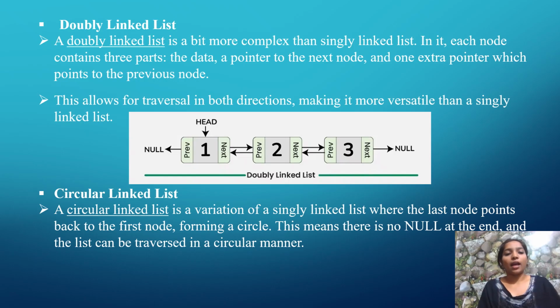Next one is circular linked list. It is just like a single linked list, but it has some small variation. That is, the last node's next will be connected to the first node. This means there is no null in this linked list.